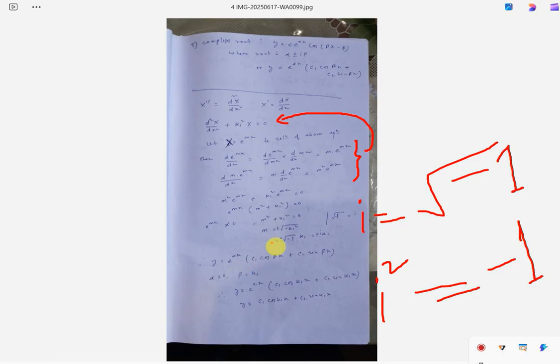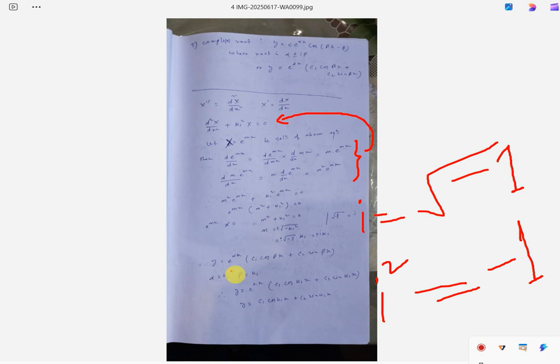Now if we substitute this, we will get the solution as e to the power alpha x times c1 cos beta x plus c2 sin beta x, like this one only, because we get a complex root. So the solution is like this.